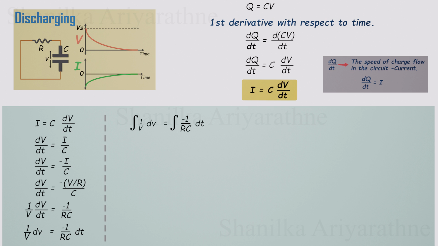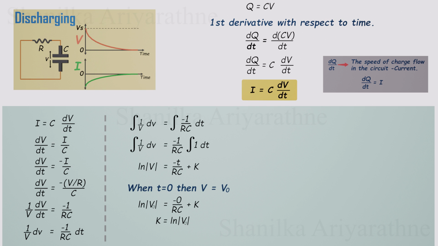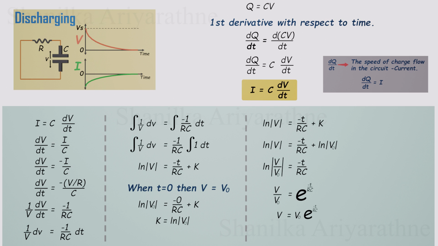To solve it, we integrate both sides, which basically means we're figuring out how the values change over time. After integrating, we get an equation that looks like this. There's a constant, K, in the solution, and we can figure it out using the initial conditions. At time t equals 0, the voltage is V0, so K is equal to the natural logarithm of V0. Now, let's plug that value of K back into the equation and simplify. We can use the logarithm rules here to clean it up even more. Then, by taking the inverse of the natural log, we finally get the complete equation.